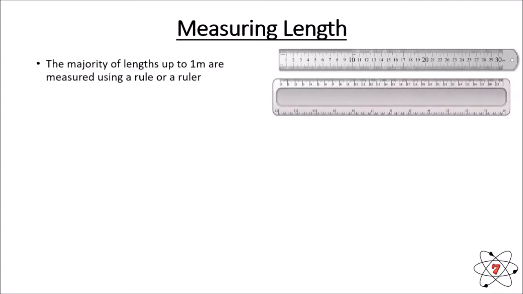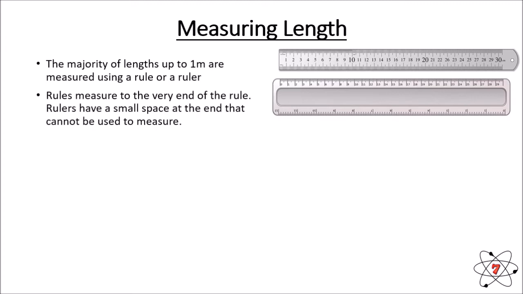So we now know the units for different things, but we also need to make sure that we can measure things correctly. The majority of lengths up to 1 meter are measured using either a ruler or a rule. Although they look very similar, they are slightly different instruments. Rules measure to the very end of it.